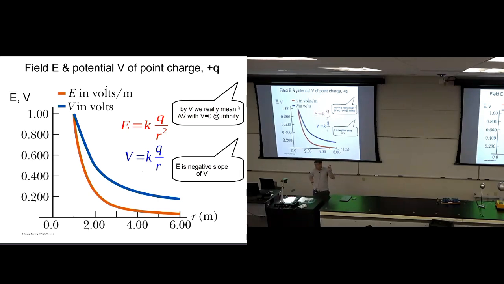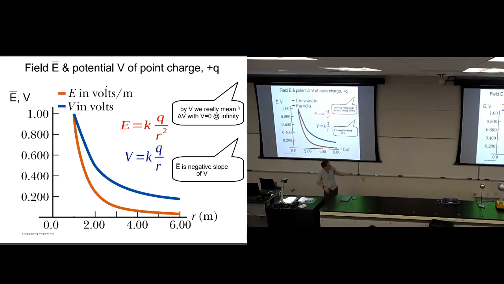So you see that both the field and potential depend on the charge. You would expect that. Both the field and the potential fall off with distance from the charge. You'd expect that too, but they fall off in different ways. One's inverse square and one's just the inverse.